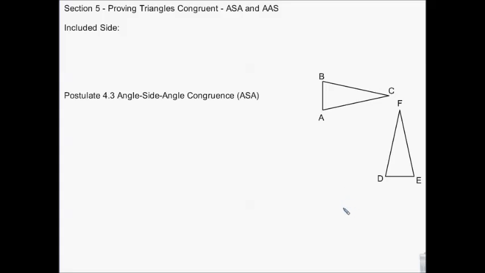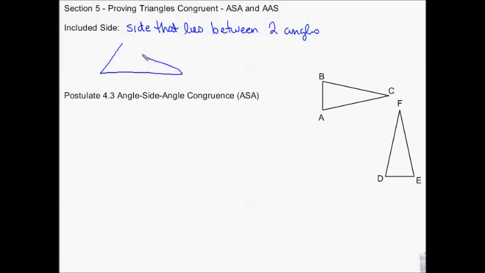Okay, so we're going to look today at angle side angle and angle angle side. Okay, so an included side is the side that lies between two angles. So if I'm talking about some random triangle and I have this angle and this angle, this is the included side.